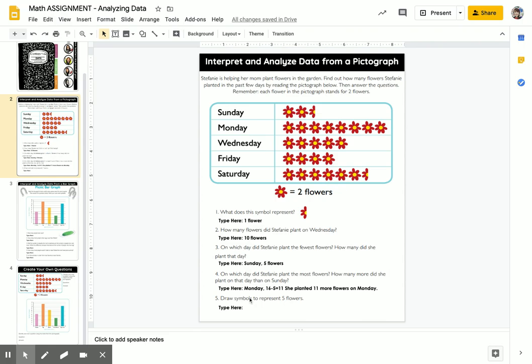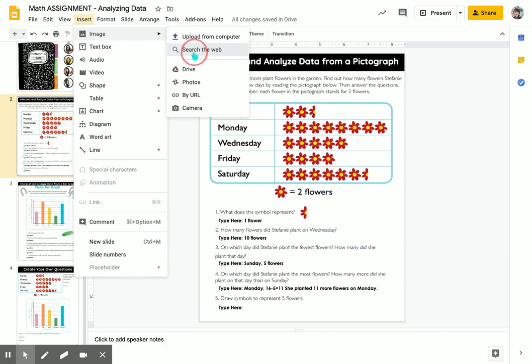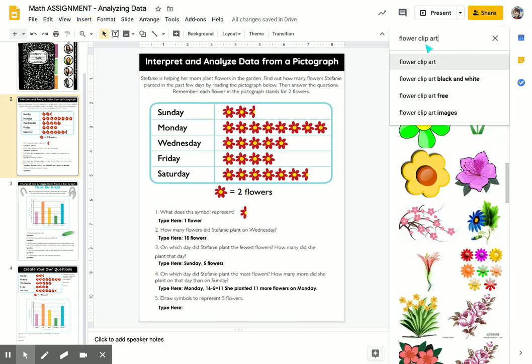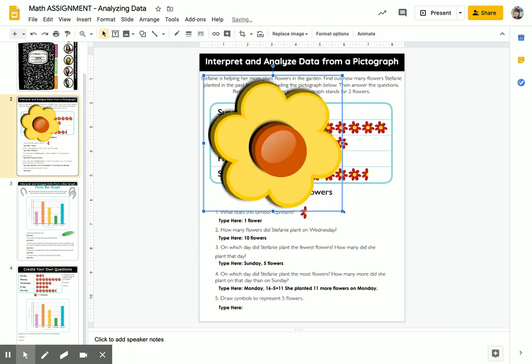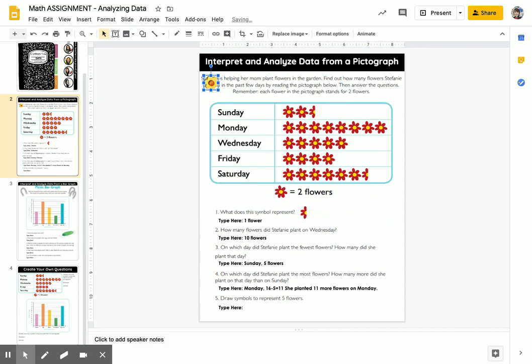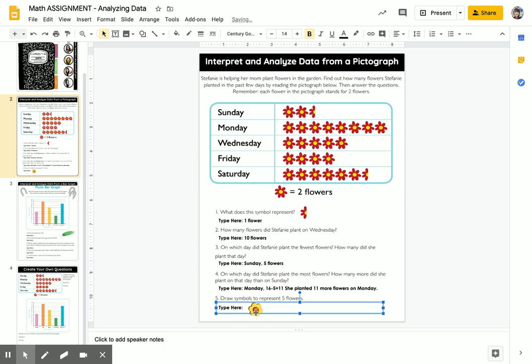Next, it says draw symbols to represent 5 flowers. You can attempt to use your scribble tool to draw flowers. I'm going to insert an image and I'm going to type flower clip art. That means I'll get like a cartoony kind of flower instead of an actual flower. I'm going to choose this one. I know it's not exact, but it's okay. I'm going to make it smaller, drag it down here. And then, so that's 2 flowers.